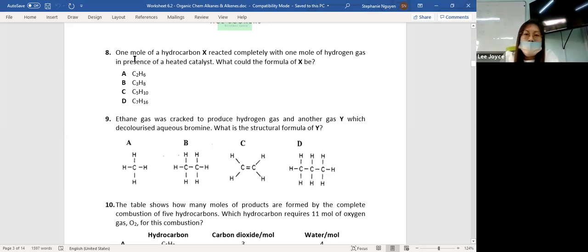Sometimes the harder questions can tell you that this is an alkene, and then you need to do some calculation using the mole concept formula to work it out. Alright? Okay, then question 10.